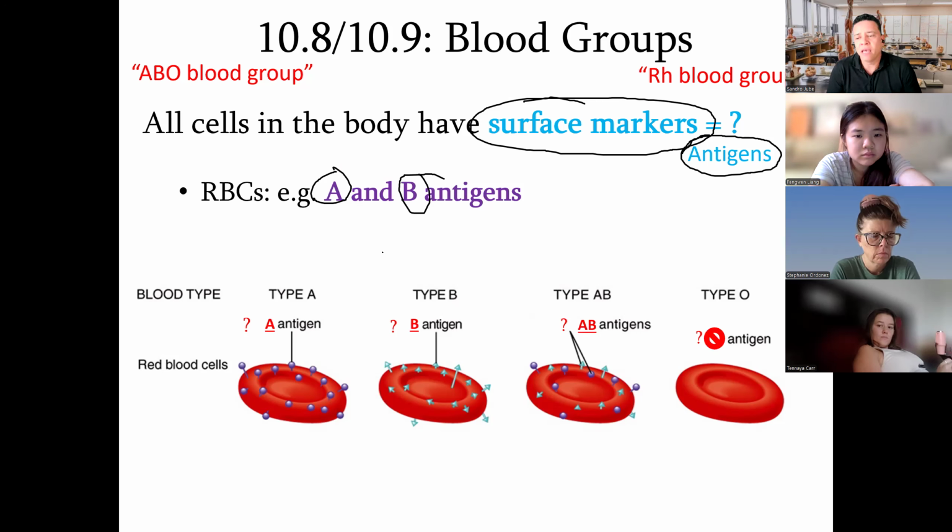And if they don't have the A or the B antigen, then they're going to be a type O. It is as simple as that. That's what it means, the type A, B, AB. Okay? Now, what about the RH, though?